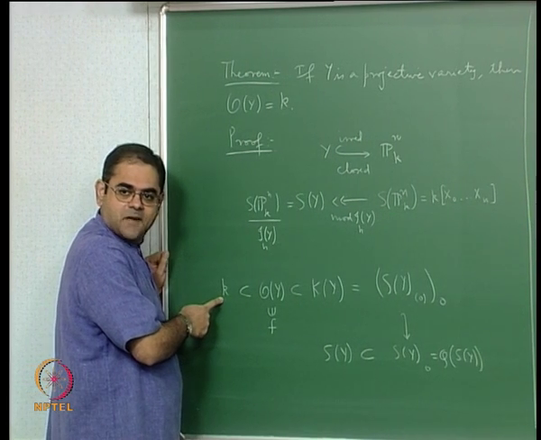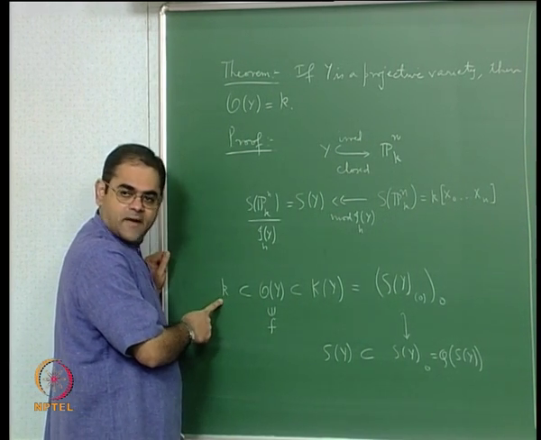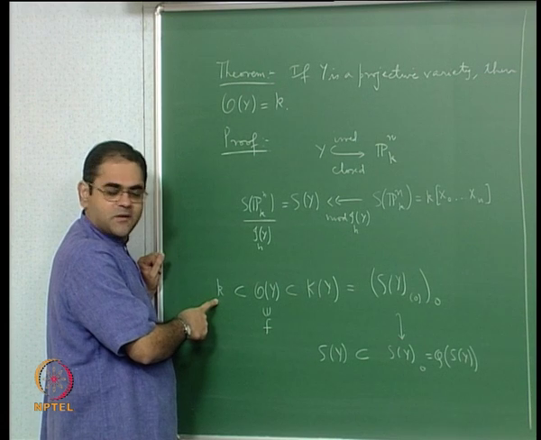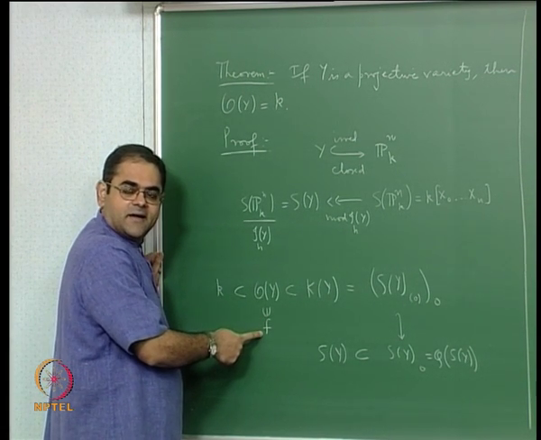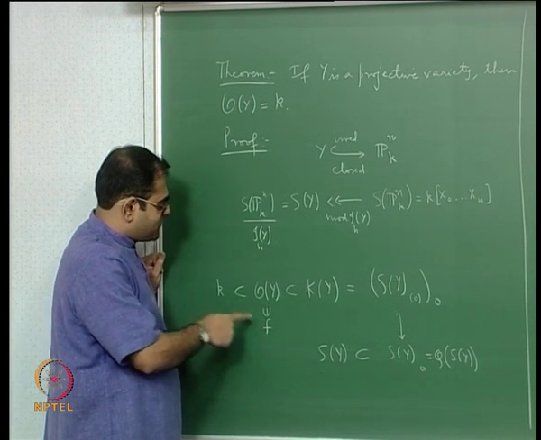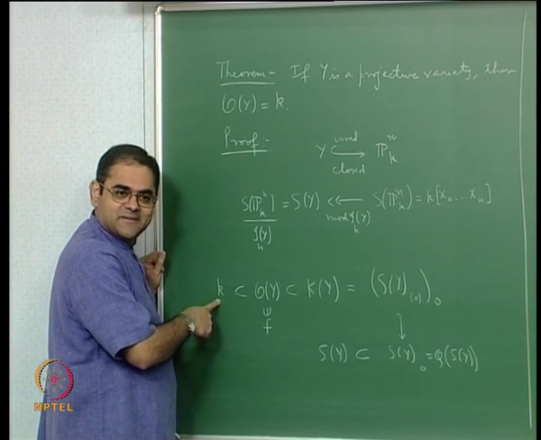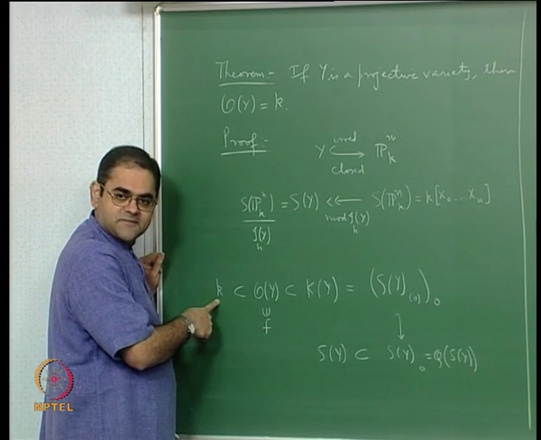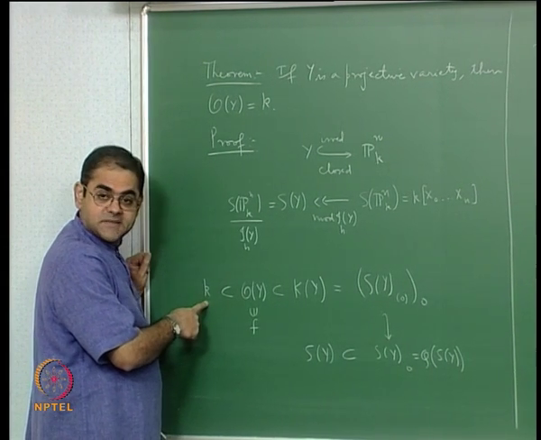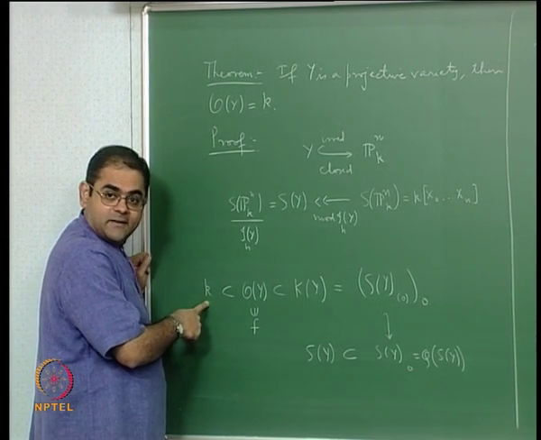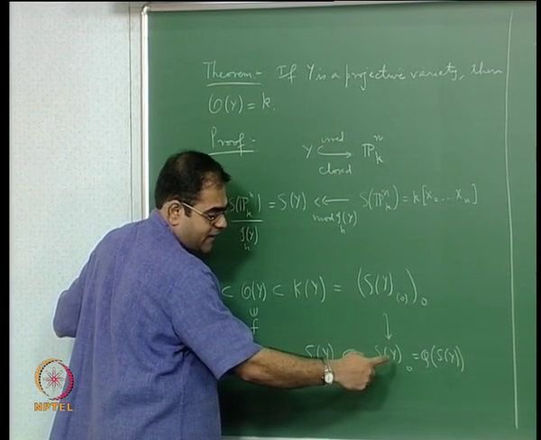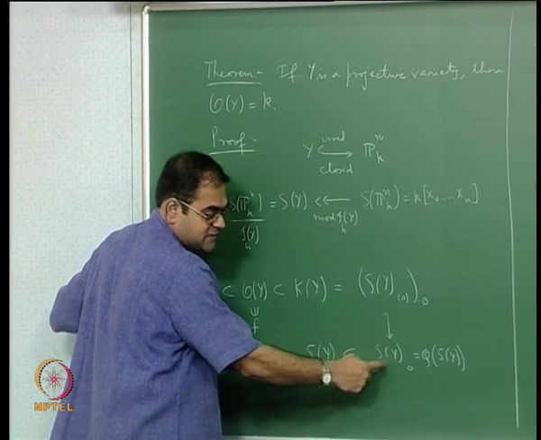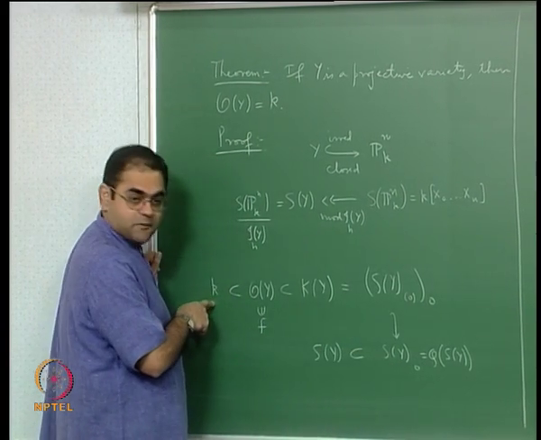Okay, I am going to show f is a constant, and how am I going to do that? I am going to do the following thing. I am going to show that f satisfies a monic polynomial with coefficients in k. Okay, I am going to show f satisfies a monic polynomial with coefficients in k. Okay, that means if you consider everything as being inside this field, this is a field extension of k.